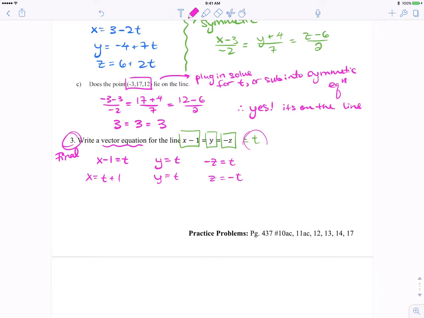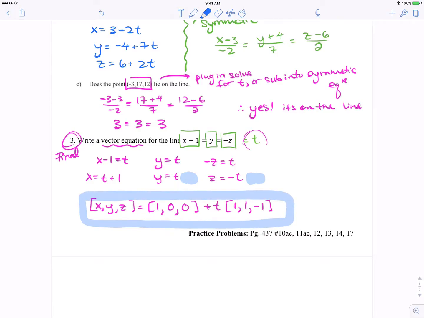and now I can go right into the vector equation where I have x, y, z equals the point. Well, the point is 1, 0, 0, and this is a 1, 1, negative 1. So notice the reasoning behind these zeros is because there's no actual numbers associated here. And that is my beautiful vector equation.